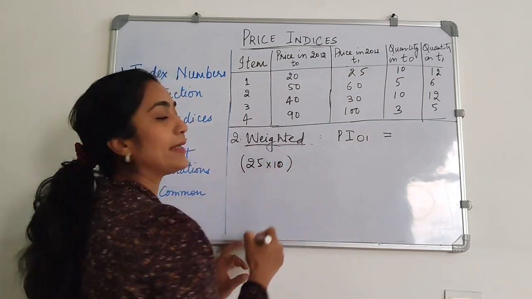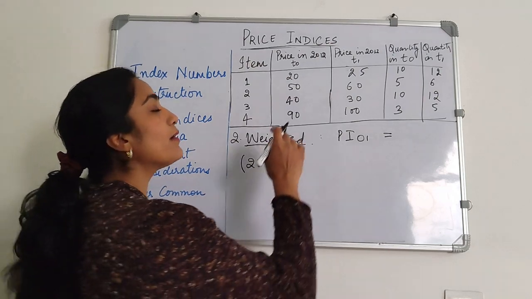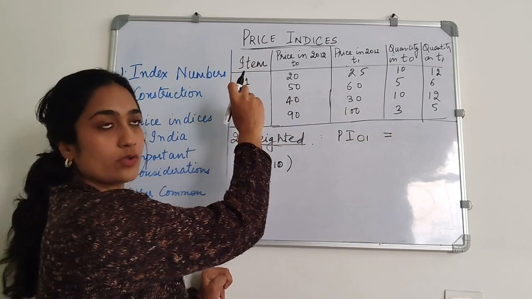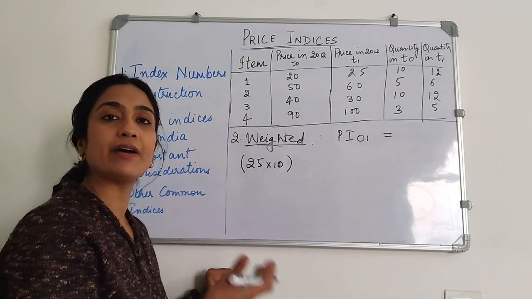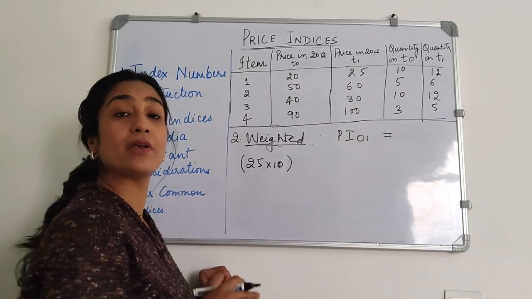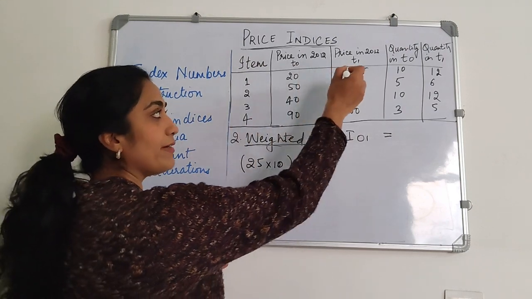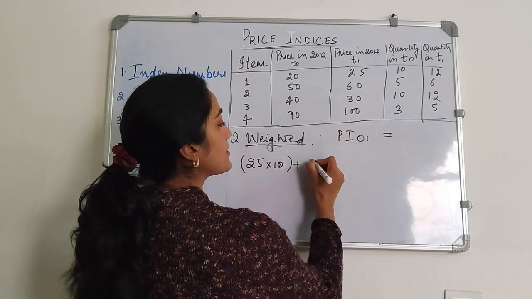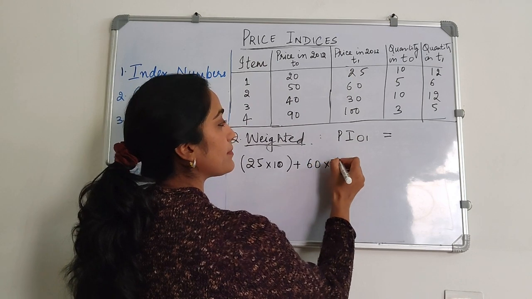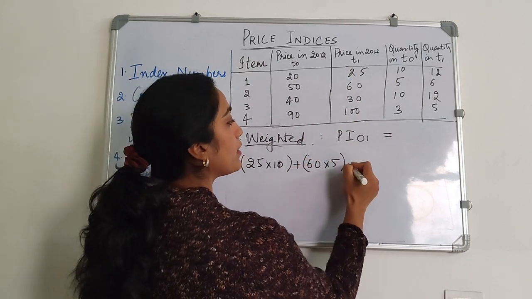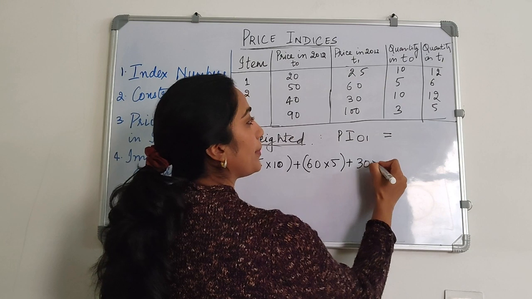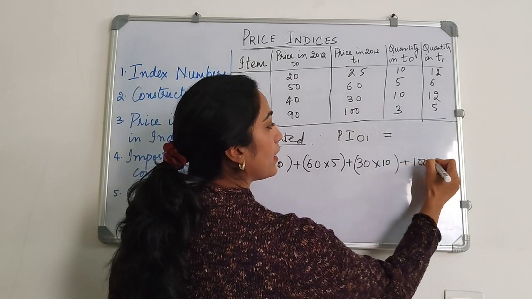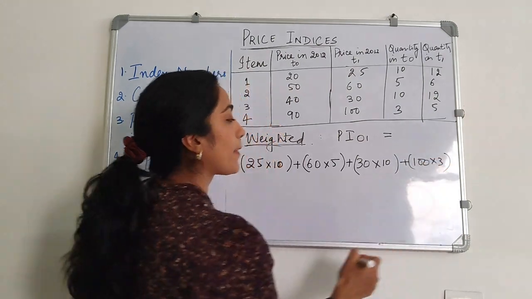We will multiply it with 10, because the economy is consuming 10 units of this item. So this price appears 25 times. So this price appears 10 times. 25 appears 10 times. That's 25 into 10. Again, the next price is 60. This appears 5 times in 2012. 30 appears 10 times. And 100 appears 3 times.